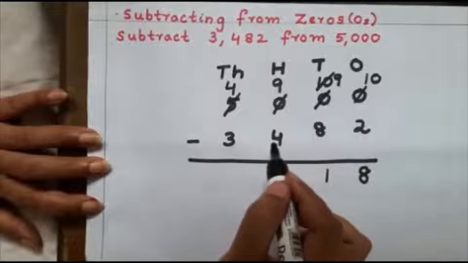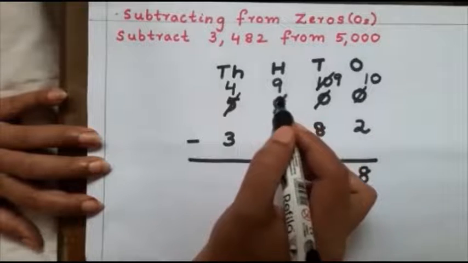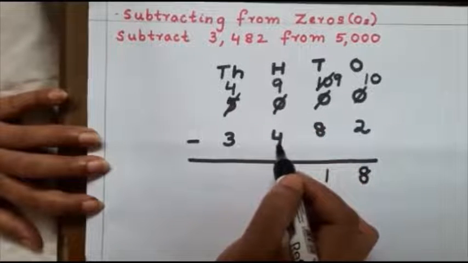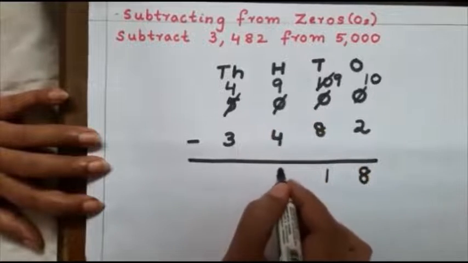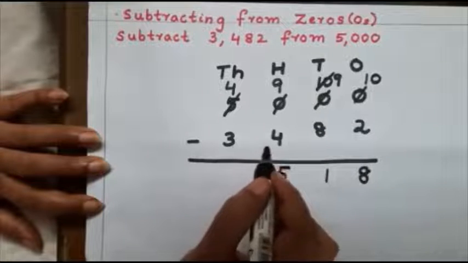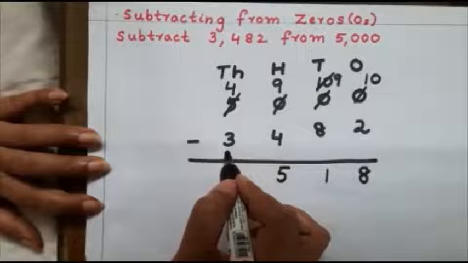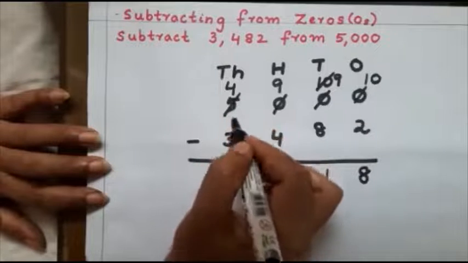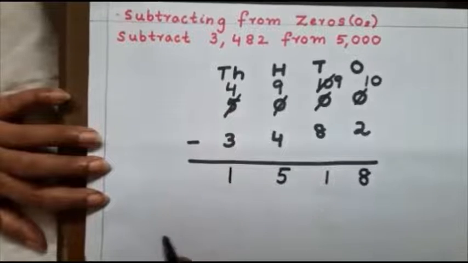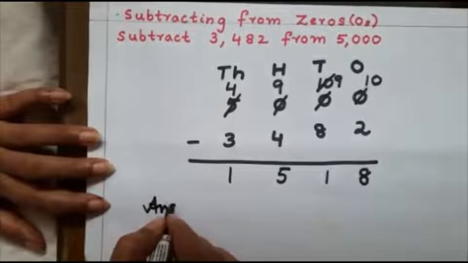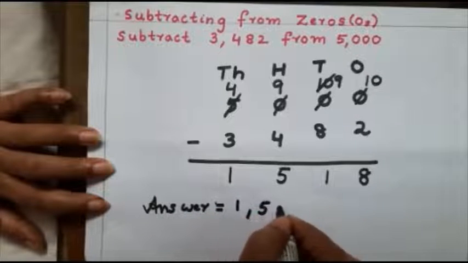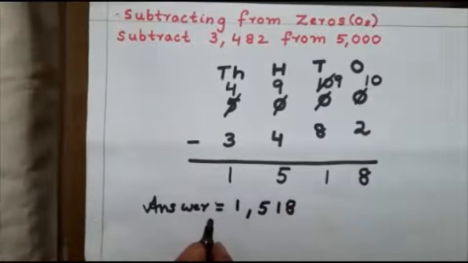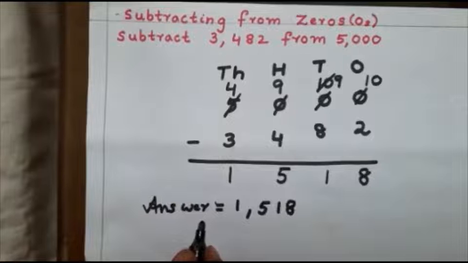Now move to the hundreds column. Here we have 9 hundreds. So can we subtract 4 from 9, children? Yes. 9 hundreds minus 4 hundreds is 5 hundreds. Now move to the thousands column. Here you can find 4 minus 3 is 1000. So what is the answer, children? The answer is 1518. Children, I hope you have understood the concept of subtracting from zeros.